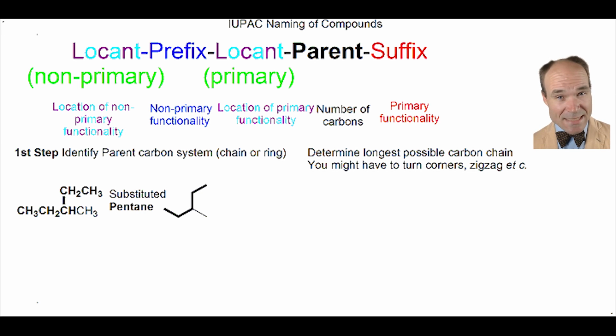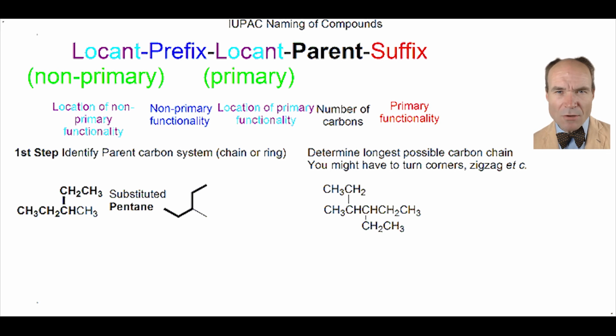Let's look at another case. Here I can see 5. Oh, hold on, there is 6. I think, yep, 6 is the longest system. It's a chain here, so we need to come up with a name that tells us there are 6 carbons in the parent chain. 6 we describe as hex, and so we're going to call this section hexane.